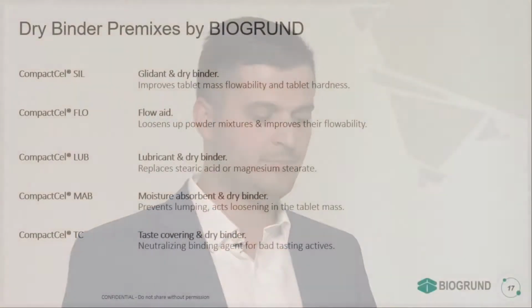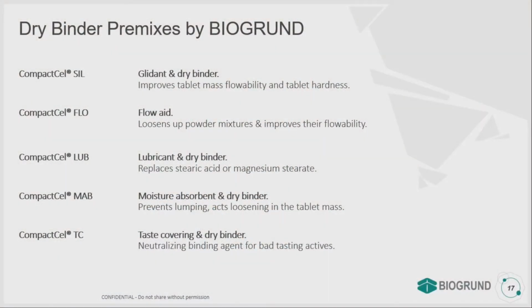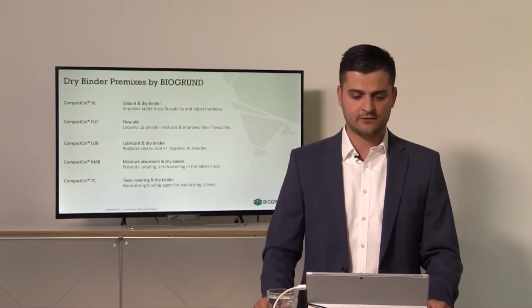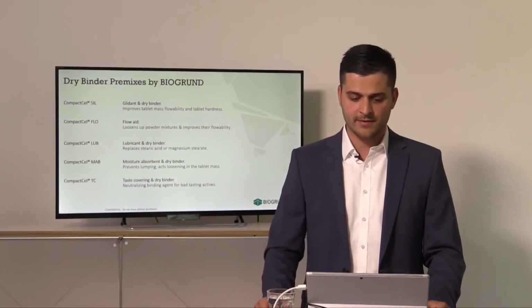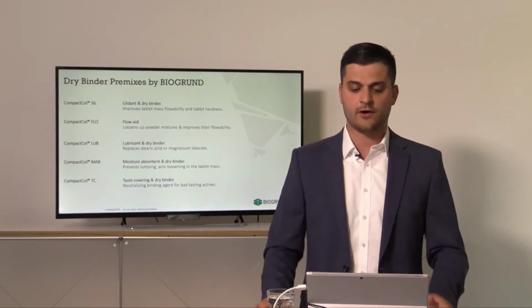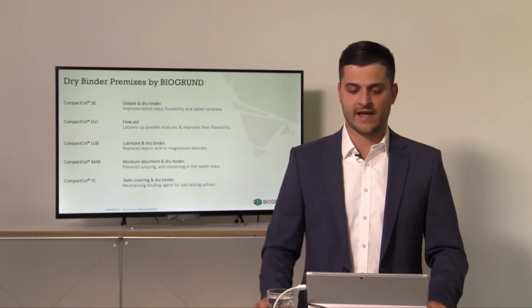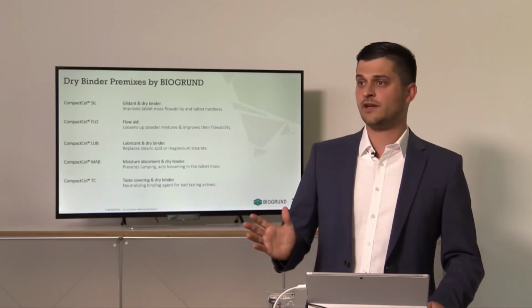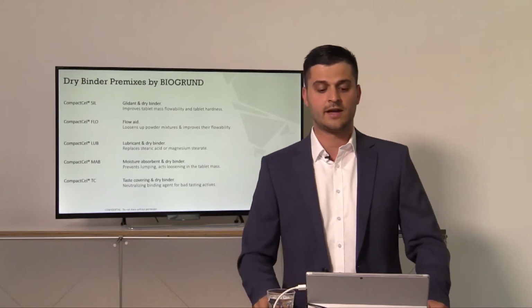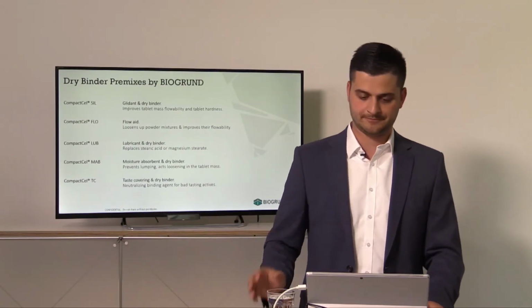Compact Cell MAB is a moisture-absorbent tri-binder, which also makes it possible to incorporate oily substances in powder with purely natural ingredients. And the last one, Compact Cell Taste Covering TC, is also a tri-binder and provides taste covering characteristics for neutralizing bad tasting actives. Just mentioning that parts of those products are also available in organic quality.